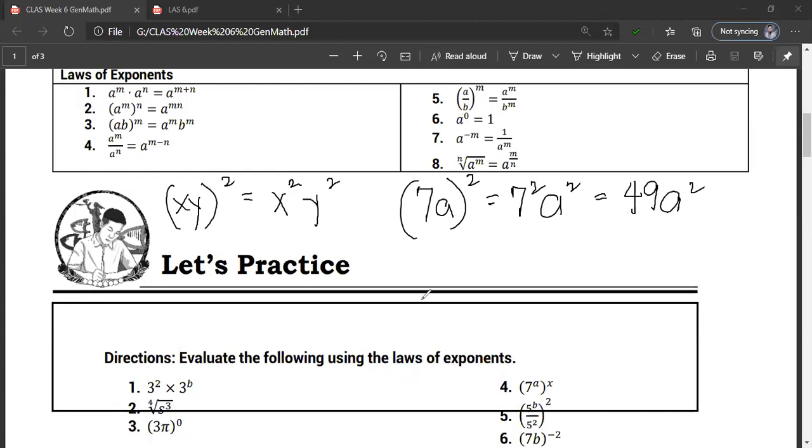Speaking of distribution, yung iba sa inyo hindi nagdi-distribute. Dapat pag nagmo-multiply, kung ano yung mga nasa loob ng parentheses, dinidistribute natin yung pag-multiply.